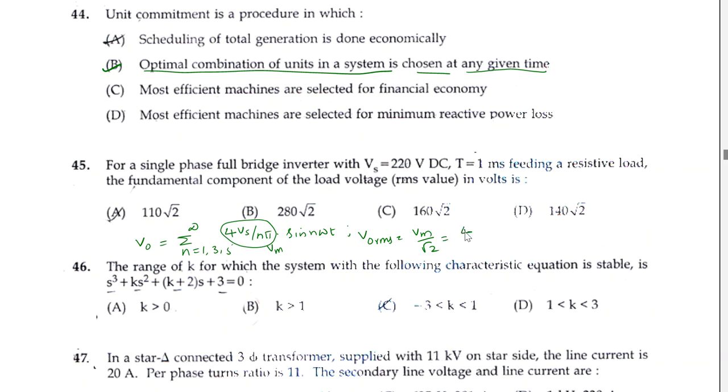This is 4Vs divided by nπ, and for the fundamental, n is equal to 1, so here it will be π. So 4Vs by π. This is the RMS value, so root 2 here. Now this will be equal to 4. What is the Vs value? It is nothing but 220 divided by root 2 into π. So if you simplify this numerically, it is going to be equal to 198 volts.